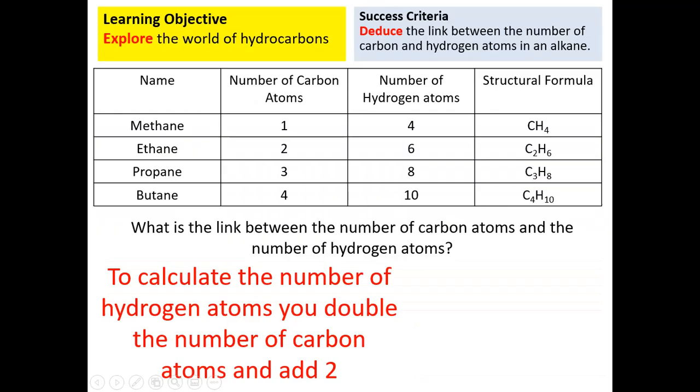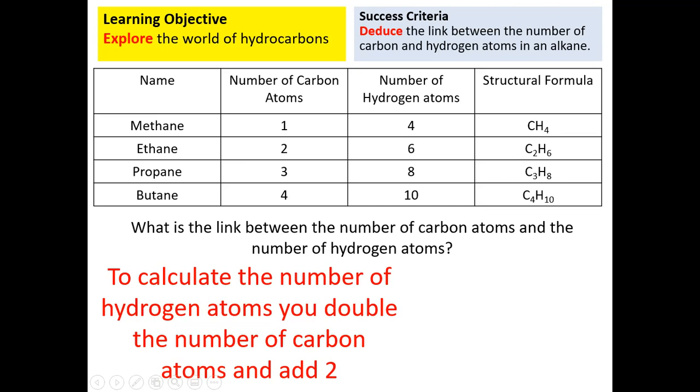Right, so hopefully then you can see that to get from the number of carbon atoms to the number of hydrogen atoms, you double the number of carbon atoms and add 2. So you double 1, you get 2, add 2 is 4, double 2, add 2 is 6, double 3, add 2 is 8, double 4, add 2 is 10. So every time, no matter what, you are going to double this and add this on.